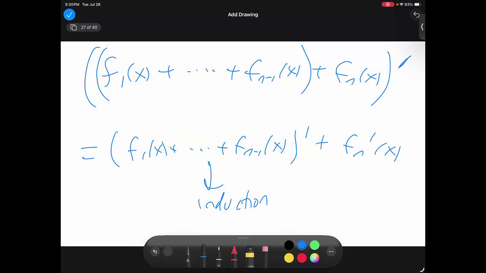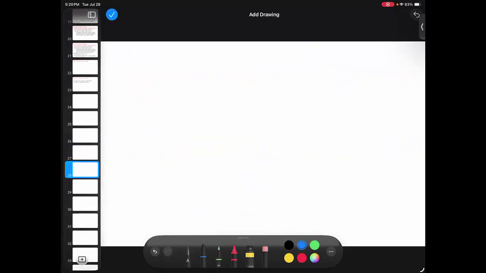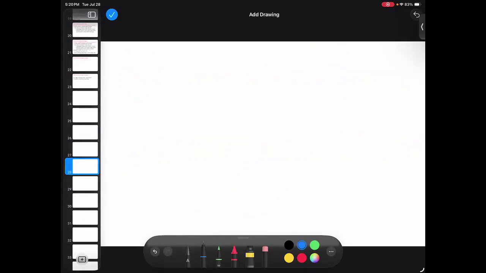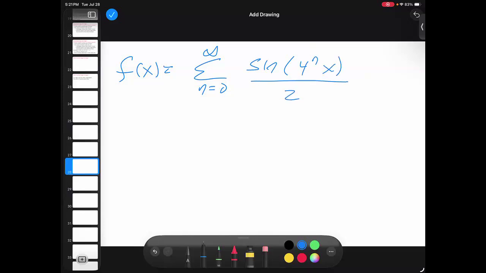Finite. So we do not know for infinite. So if I give you f of x is the sum, and it goes from 0 to infinity, if I can do this correctly, let's do sine of 4 to the n x over 2. How many of you have seen series like this?